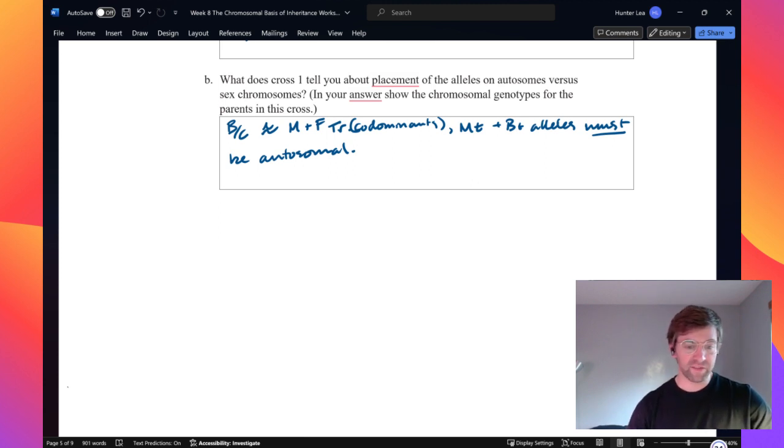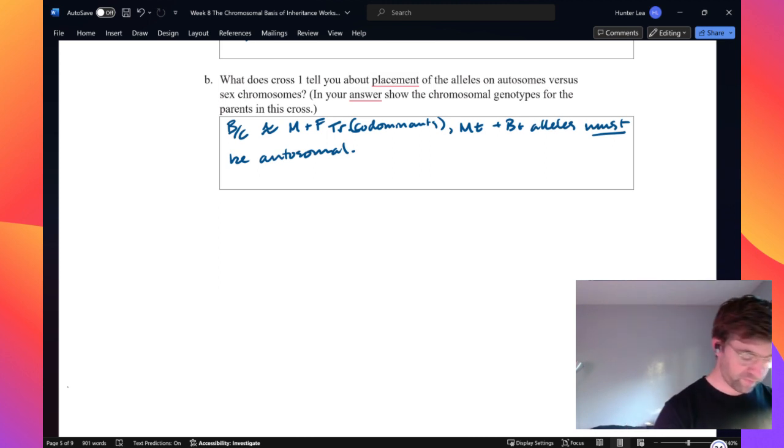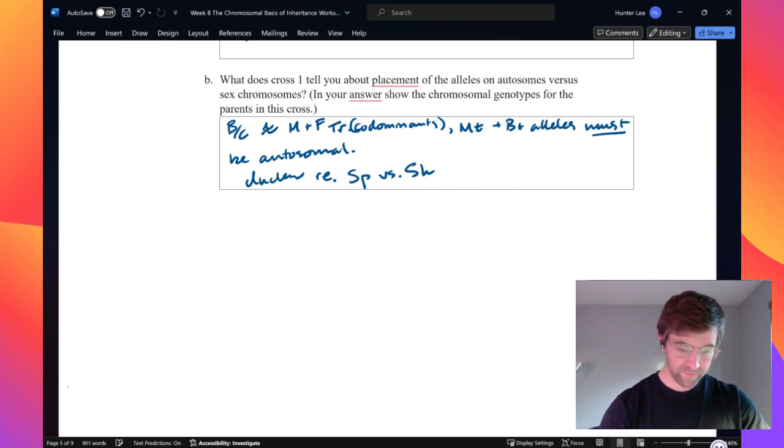And again, it's unclear whether the spinner versus shiny alleles are autosomal versus sex-linked because the numbers of males and females with each trait are similar. So you could get the same results if the genes were either sex-linked or autosomal. Come on. There. Okay.